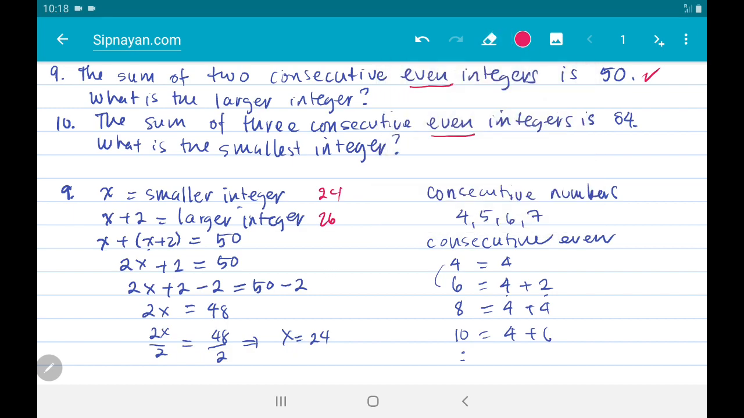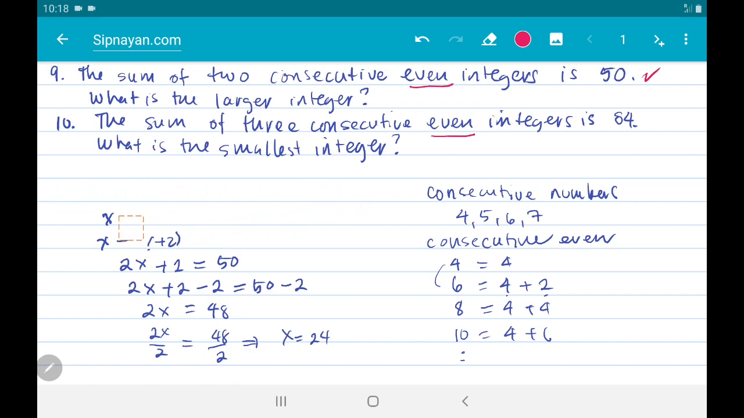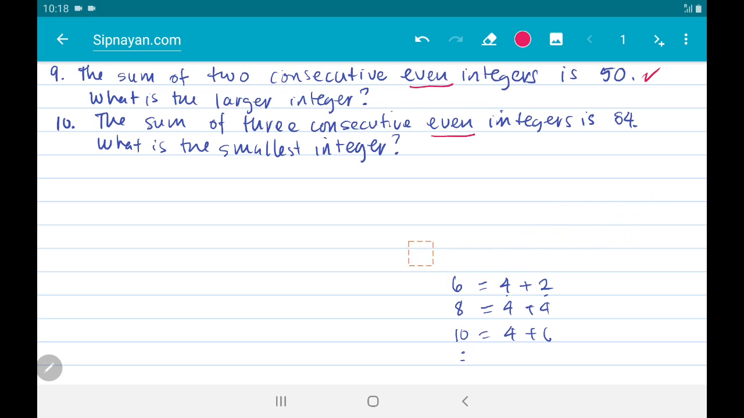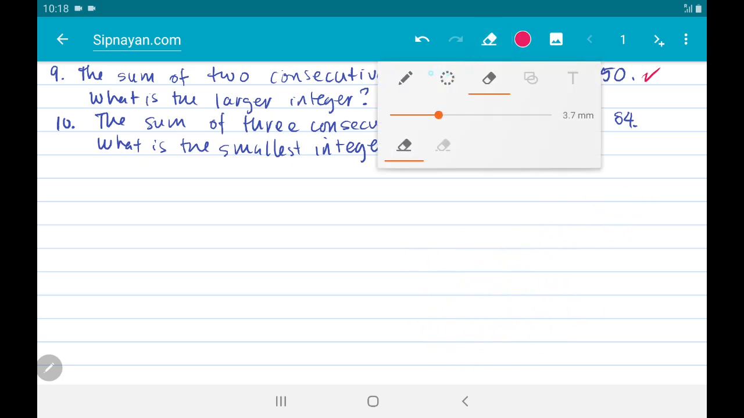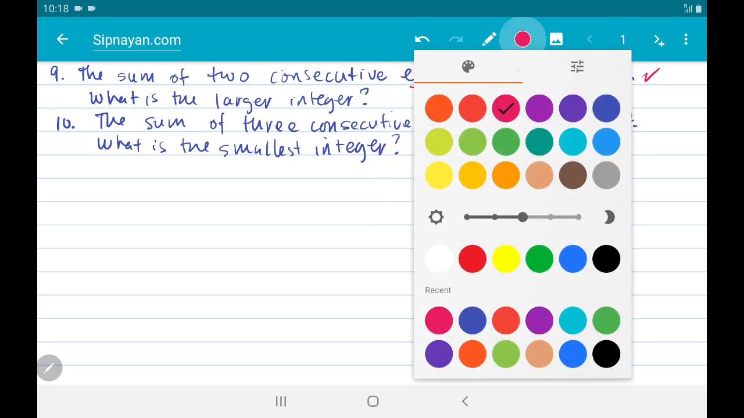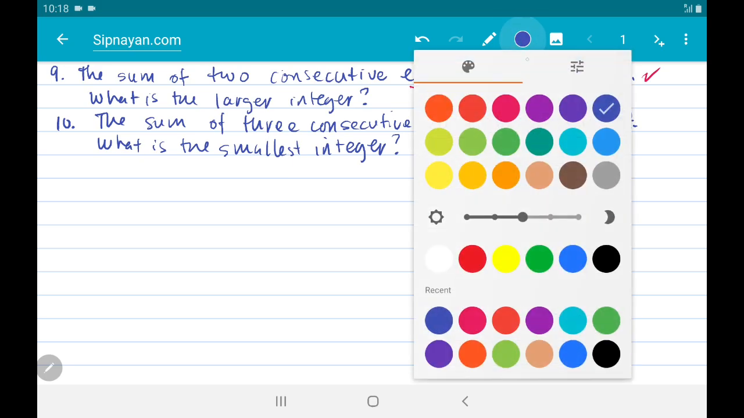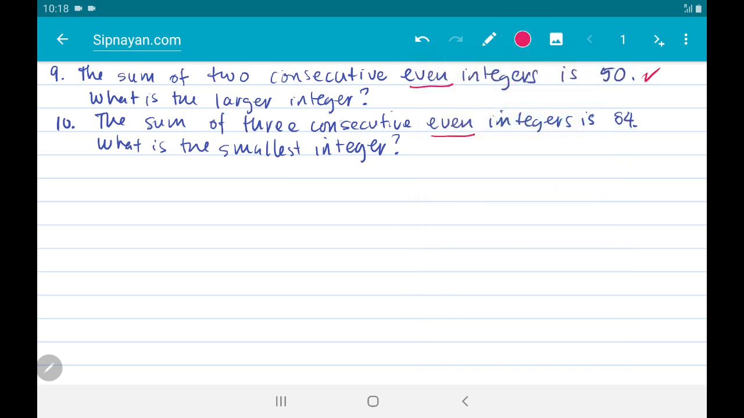Let's have another example. Tignan natin yung number 10. So, yung number 10, tatlo naman siya. So, ibig sabihin, yung x naman natin ay yung unang integer pa rin, yung pinakamaliit. By the way, ang sagot natin dito, ang tinatanong is larger, di ba? So, ang sagot natin ay 26.